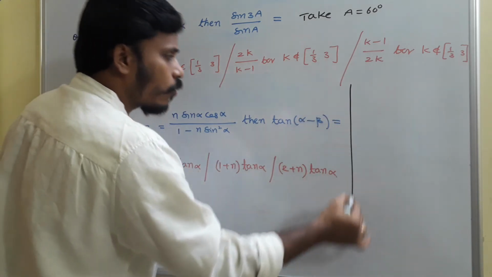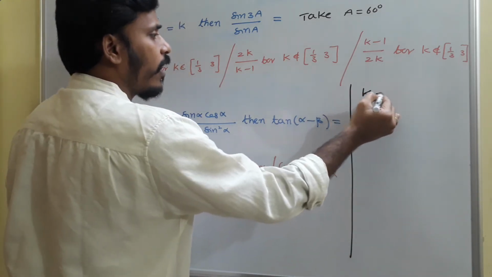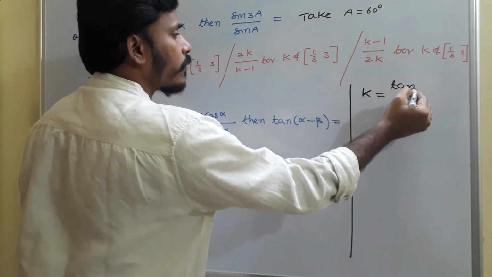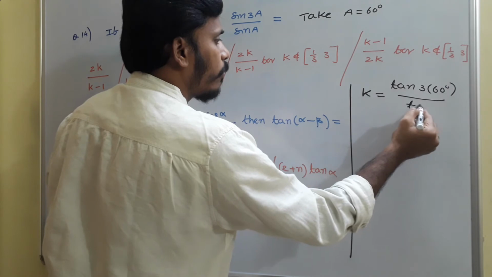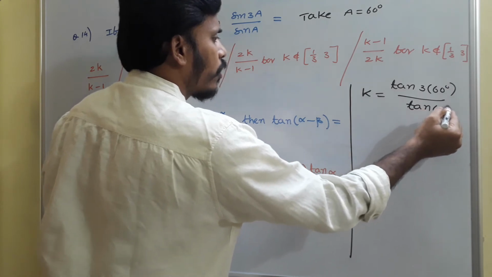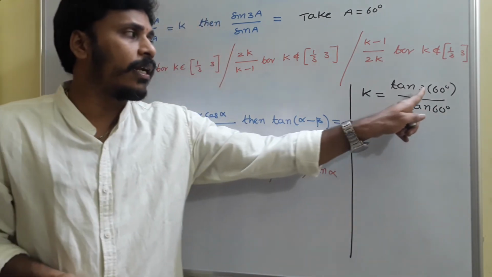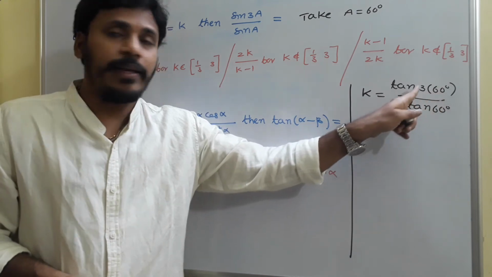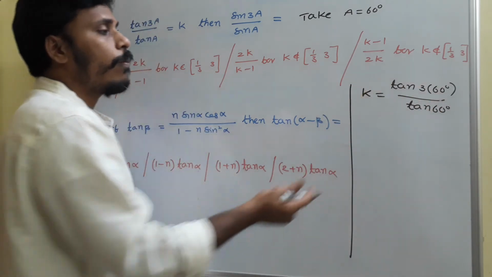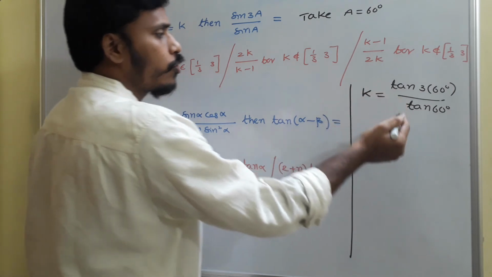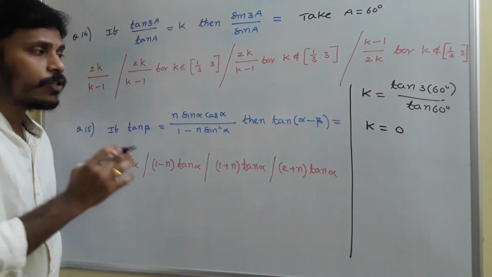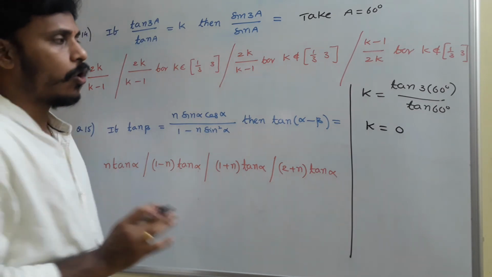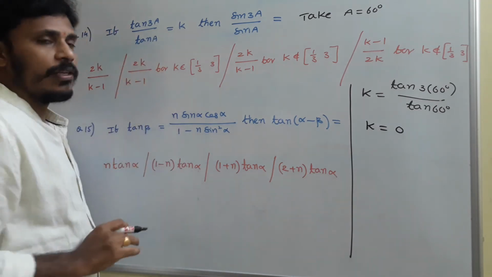If I take A equals 60 degrees, then the K value is nothing but tan of 3 into 60 degrees divided by tan 60 degrees. So it is very simple. When you look at the numerator, 3 into 60 is 180, tan 180 is 0, 0 by this tan 60, which is root 3. 0 by anything is 0, and that's why the value of k is 0 here. Okay. Now the value of k is 0 here.